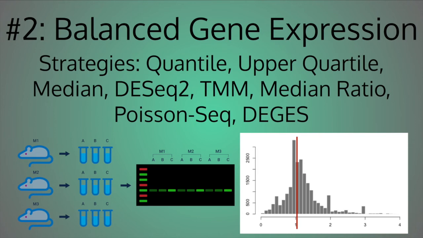Poisson-seq and DEGES, those two strategies are considered normalization by testing, and therefore are also a little bit more robust in terms of how much you need the upregulated genes to equal the downregulated genes. There's a little bit more flexibility with those strategies. But generally, all of these rely on the assumption of this balanced gene expression in order to thereby normalize between the samples.